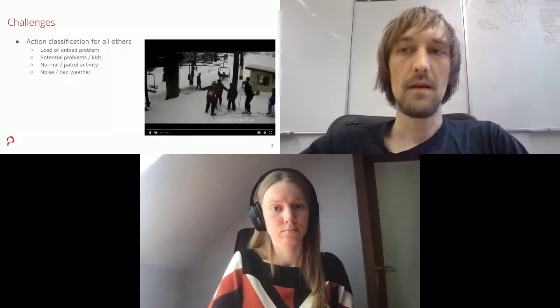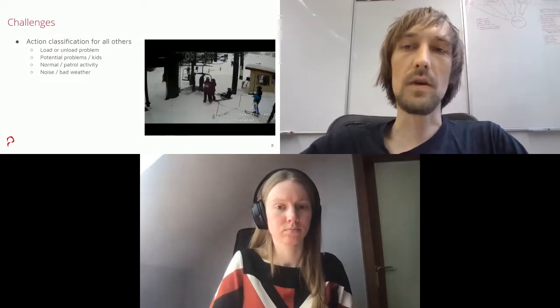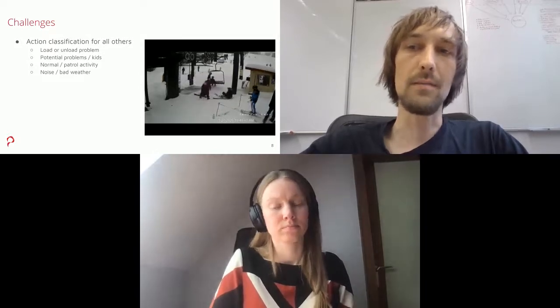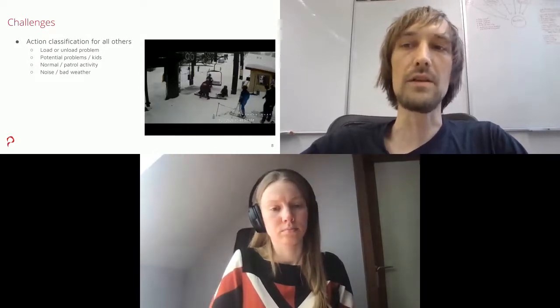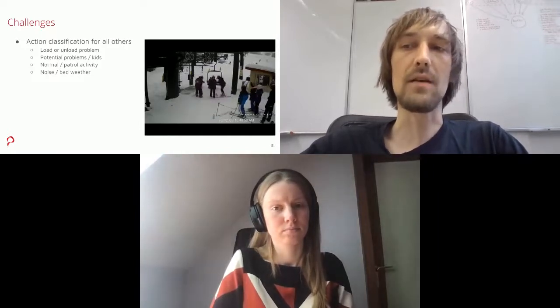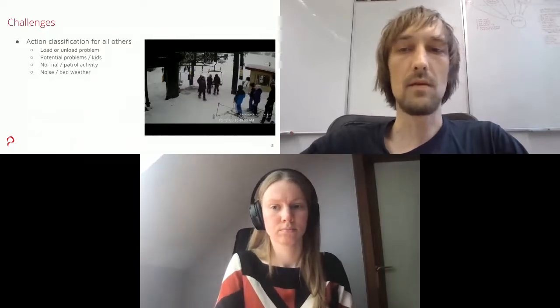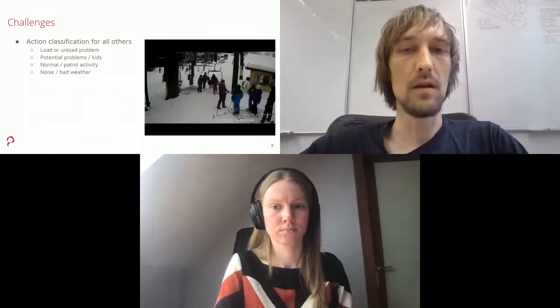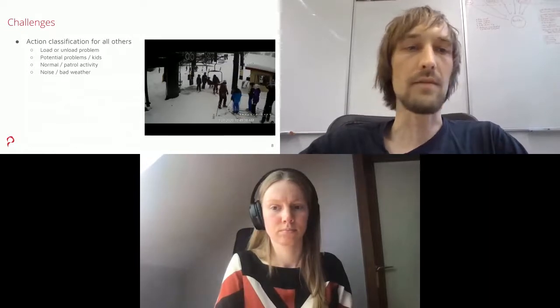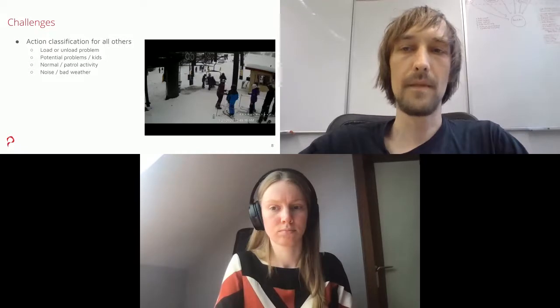And we have complex scenes like this. It is a load and unload situation. A lot is going on. Complex behavior patterns are there that we need to distinguish. And we have different actions depending on the action classes. So we have load and unload problems or potential problems like this one. And there are normal activities and also noise or bad weather situations.